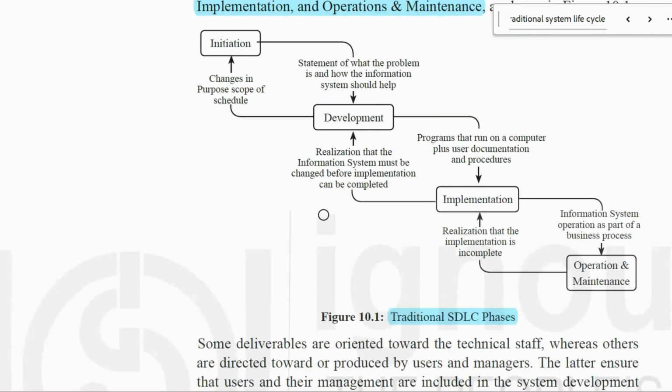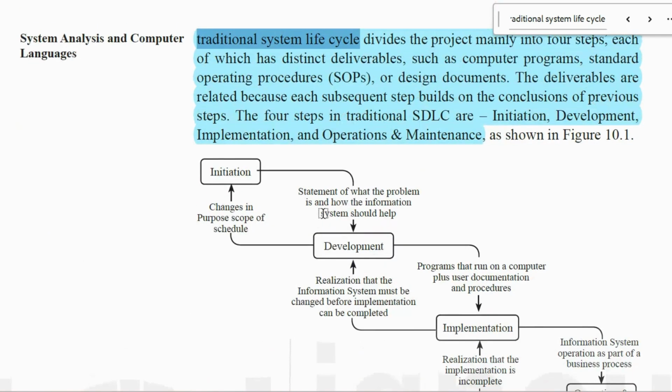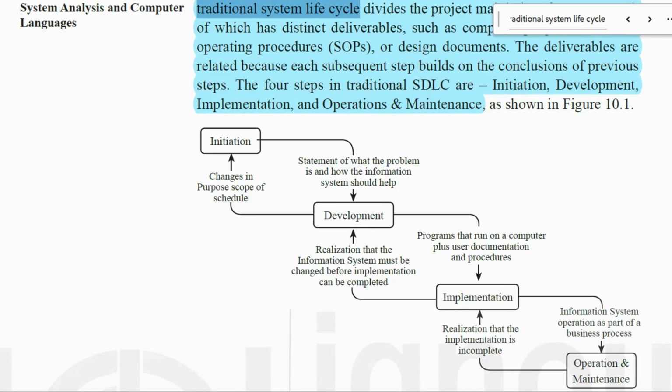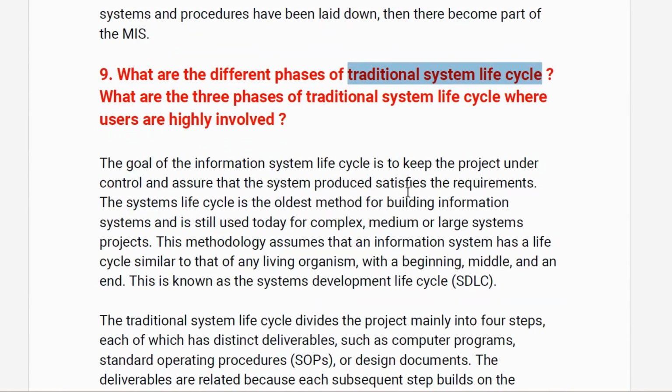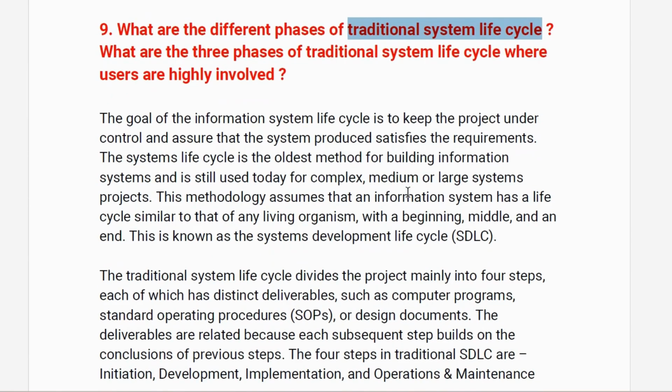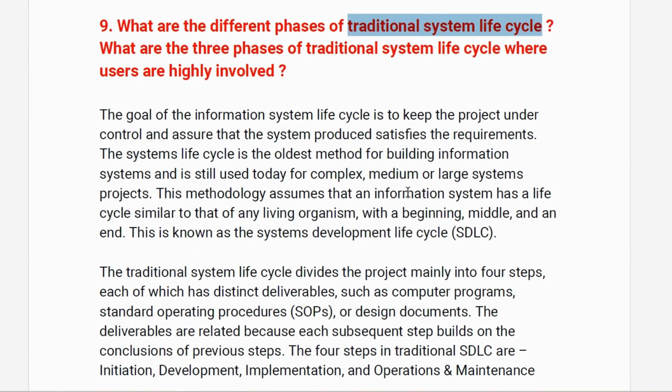We can see the diagram and all those things. You can go through these notes and let's see what I have prepared for this question. The goal of the information system life cycle is to keep the project under control and assure that the system produced satisfies the requirements. The oldest method for building information systems is called the traditional system life cycle, and it is still used for complex, medium and large system projects.